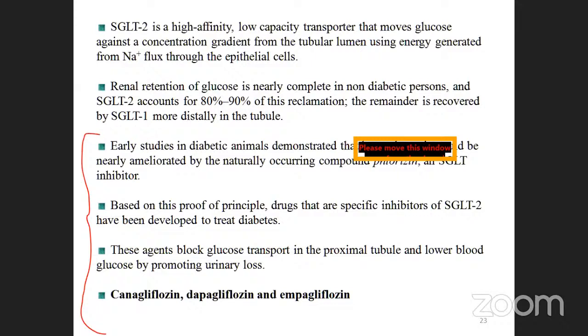So the next category, or last category, of drugs is other glucose-lowering agents.